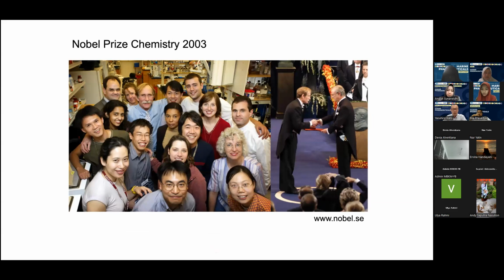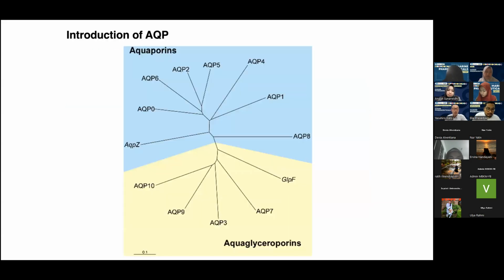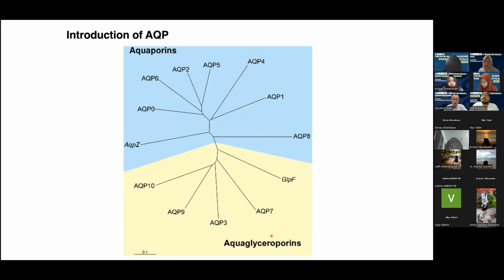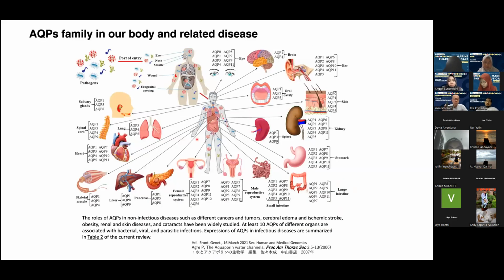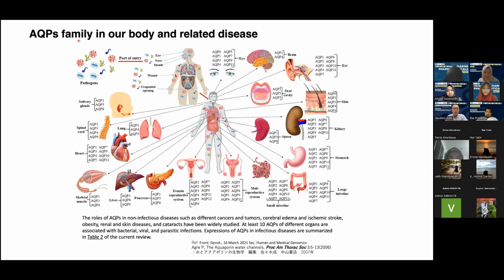Professor Peter Agre received the Nobel Prize in Chemistry in 2003 for finding aquaporin. There are mainly two types of aquaporin. One only passes water; this is the normal aquaporin. The other group passes not only water but also some small solutes such as glycerol; this is the aquaglyceroporin type. Aquaporins are expressed in many places and regulate water fluidity. Some aquaporins are also related to disease.